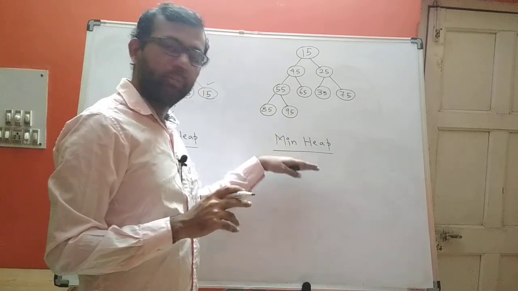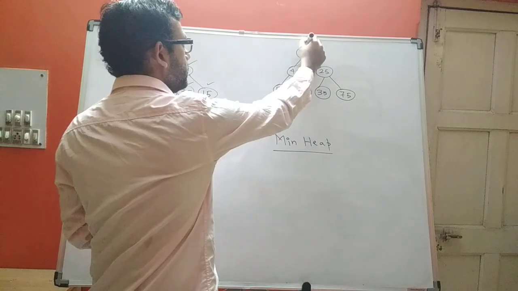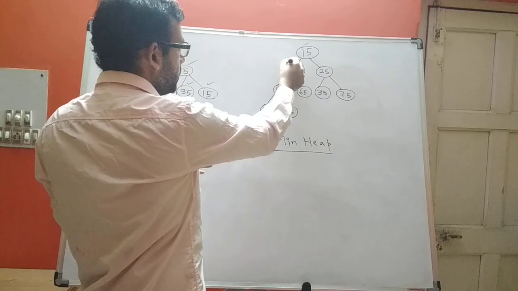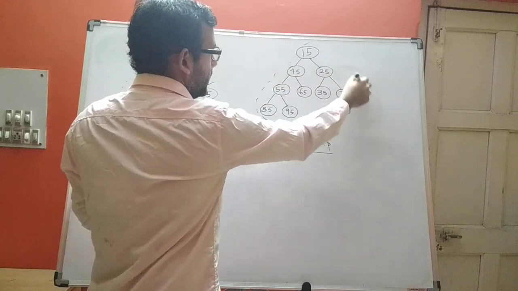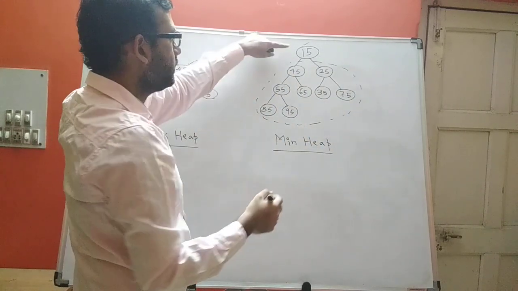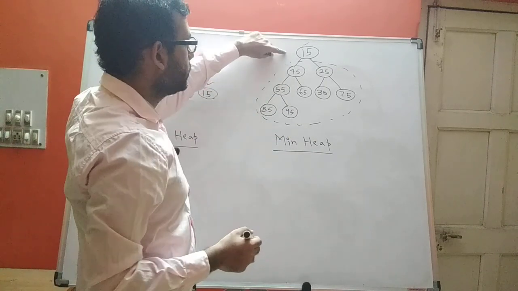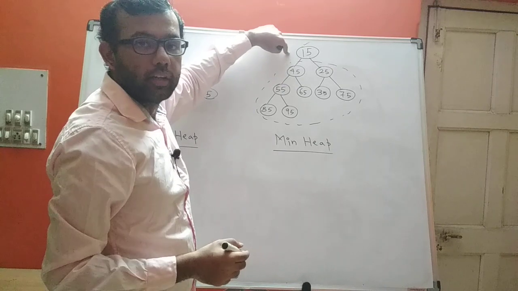Now let's do the same thing with min heap. Let's look at the first node. Let's start with the root. All its descendants, that means all these nodes that you can see, these are all the descendants of the root node, and all of them are greater than the root node. See, you won't find any value which is lesser than 15.